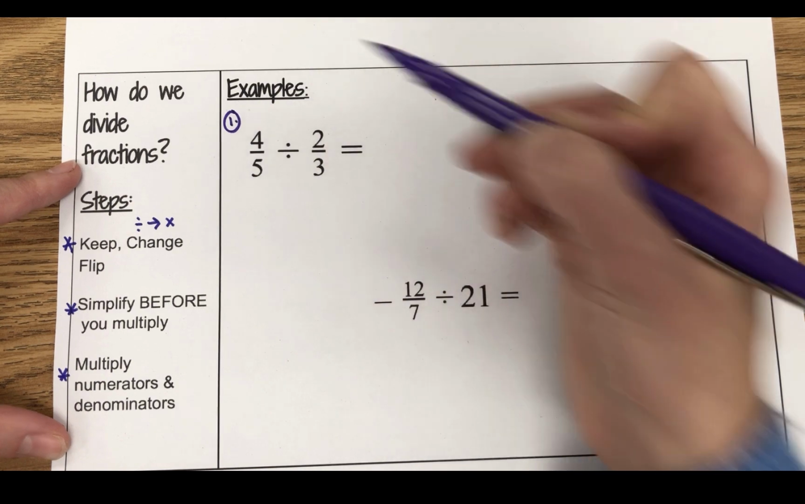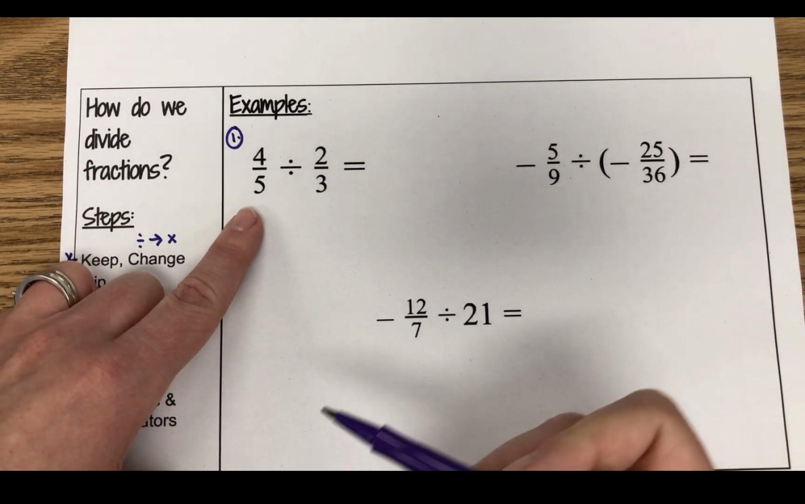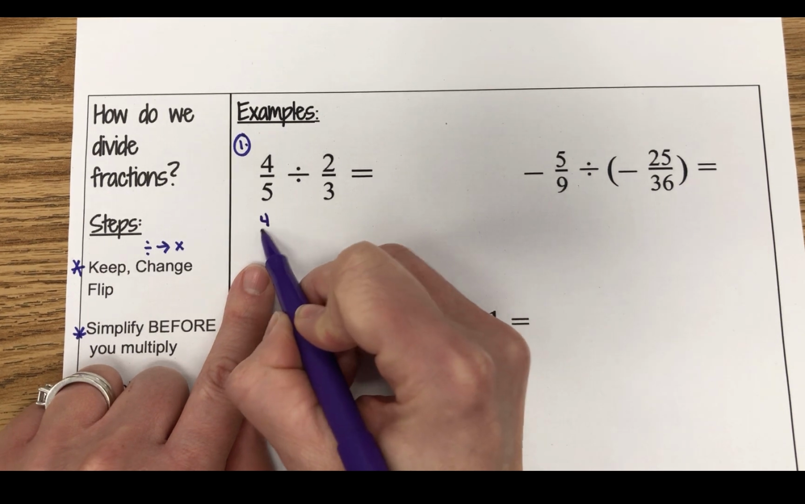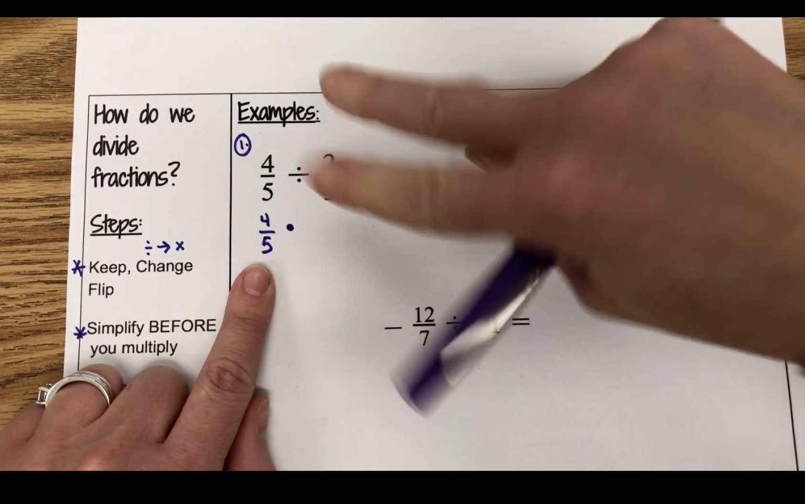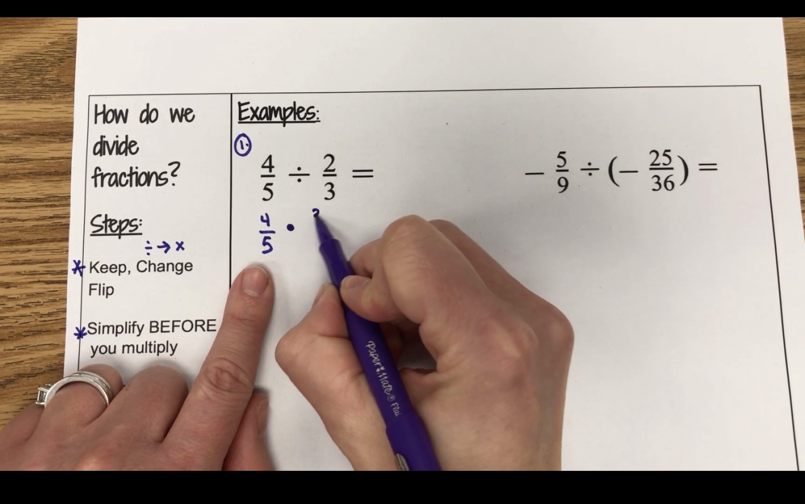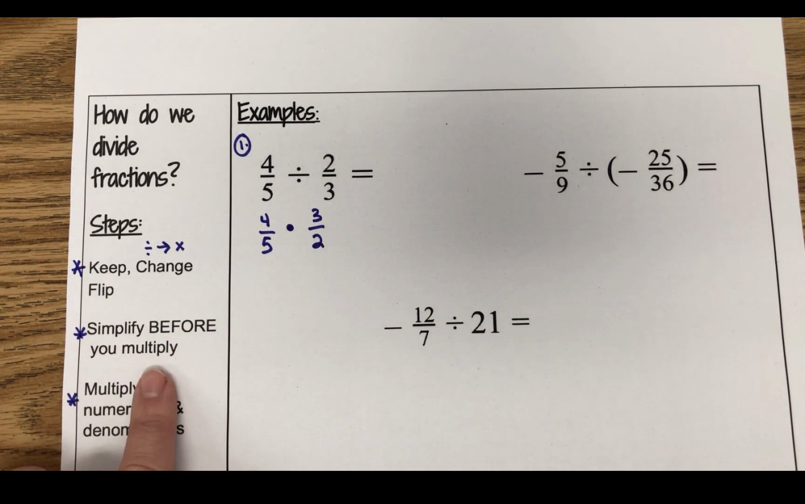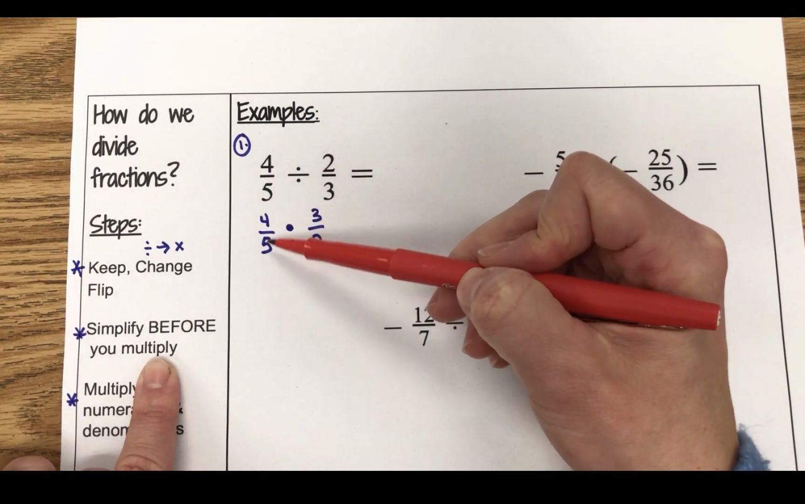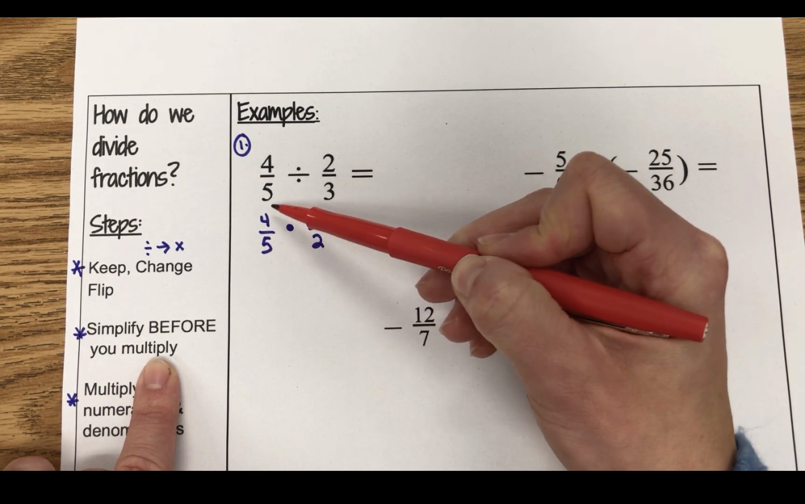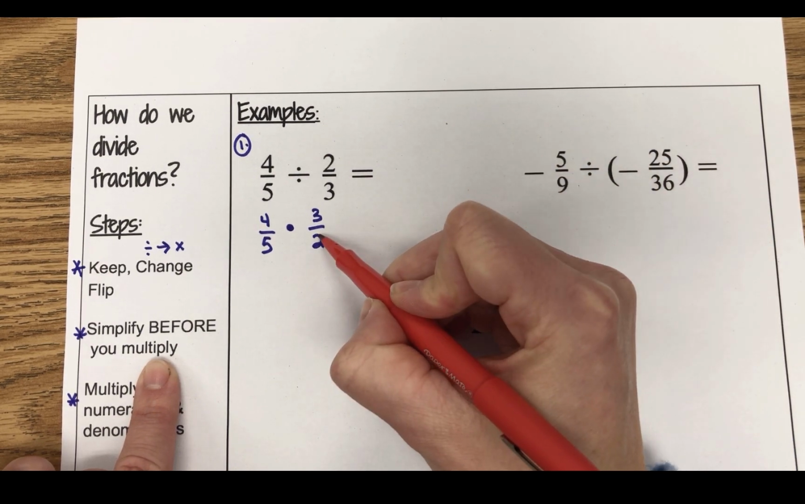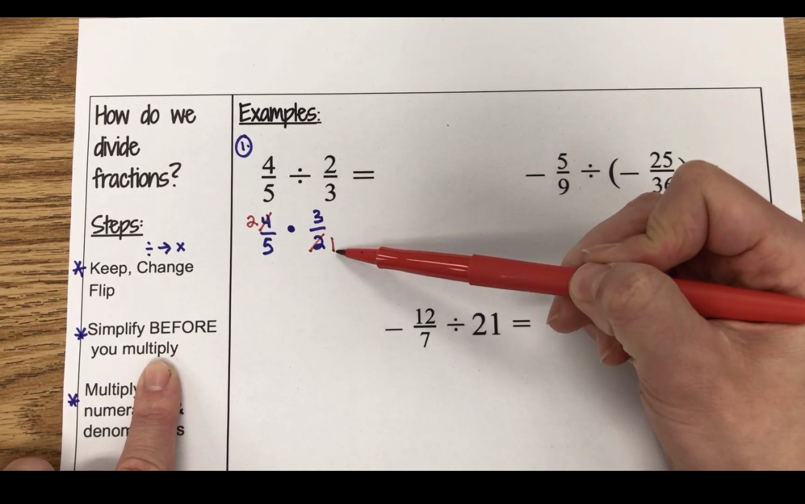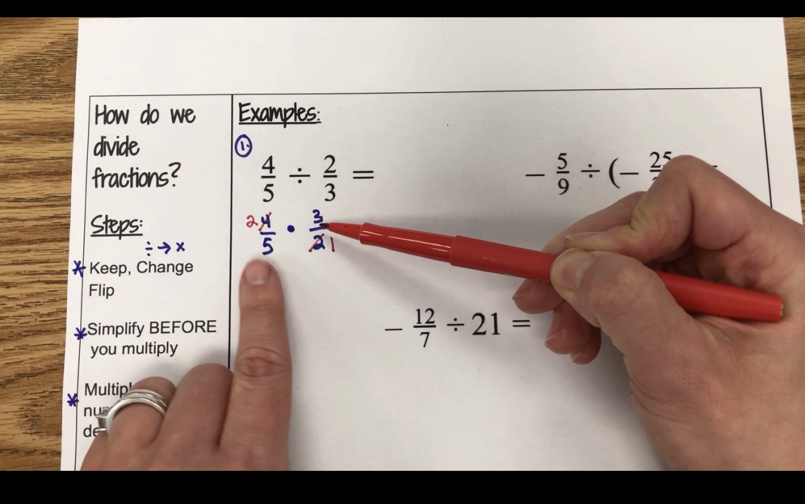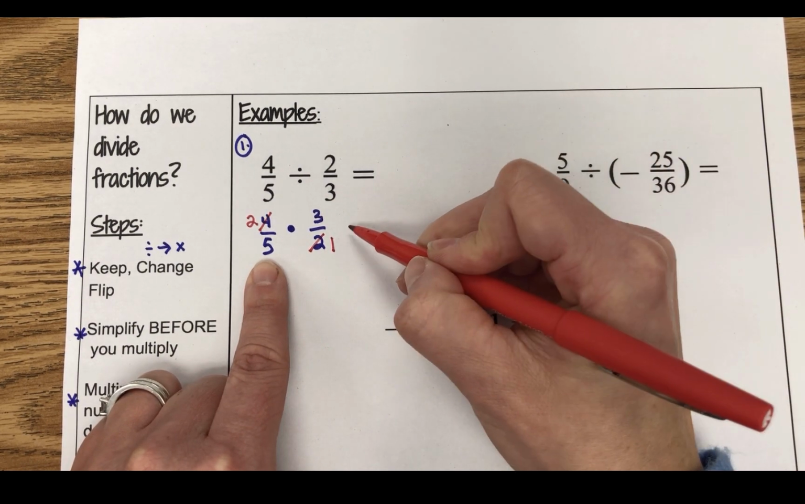Here is example 1. 4/5 divided by 2/3. So I'm going to keep my first fraction. I'm going to change division to multiplication. And I'm going to find the reciprocal. I'm going to flip my second fraction. So 3/2. Now we're going to simplify before we multiply. Take every numerator to every denominator. 4 and 5, do they share a factor? No. How about 4 and 2? Yes, I can divide by 2. So 2 divided by 2 is 1. 4 divided by 2 is 2. 3 to 1, well, it's a 1, so I'm done. And 3 to 5, they only share 1, so I'm done.